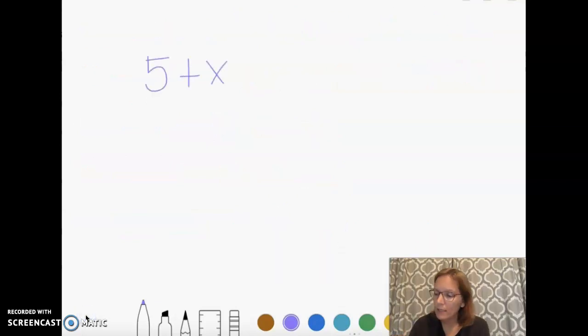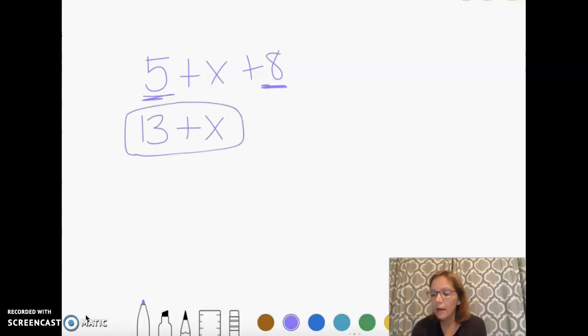Okay, the next thing is simplifying expressions. So when you simplify an expression, all you're doing is combining like terms. I see that the 5 and 8 are both numbers, so I can only combine those two. 5 plus 8 is 13. The plus x has to stay, but just as plus x, because there's nothing else to add the x to.